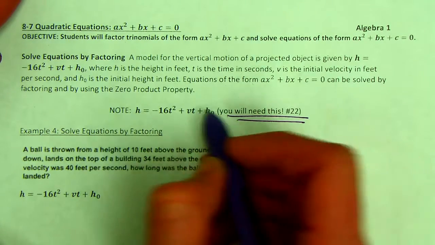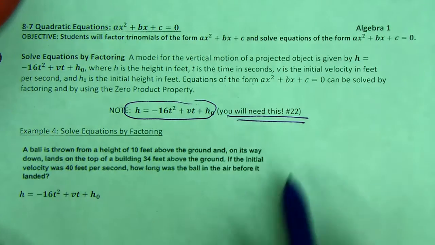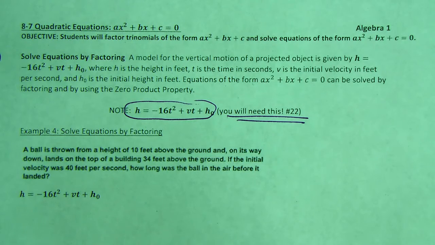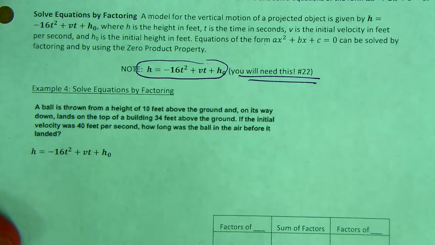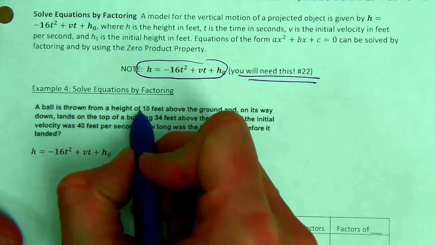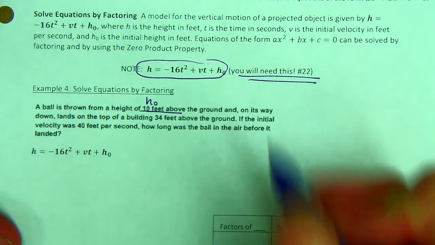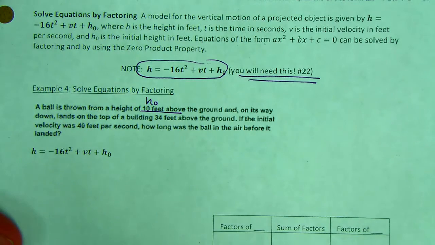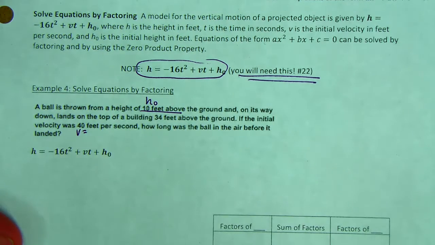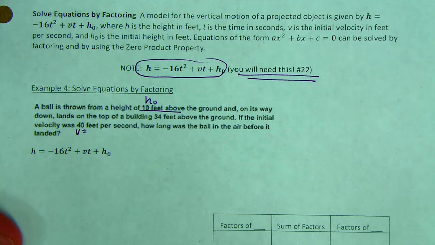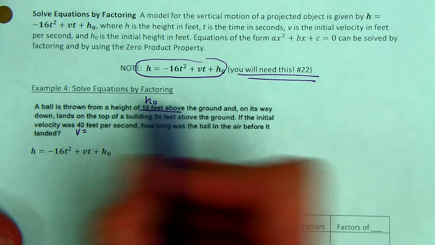All right, so let's see here. A ball is thrown from a height of 10 feet above the ground. That's h sub 0. On its way down, it lands on the top of a building 34 feet above the ground. If the initial velocity was 40, how long was the ball in the air before it landed? So when it landed on the building, in other words, the height is 34 feet. So when is it going to be at 34 feet?